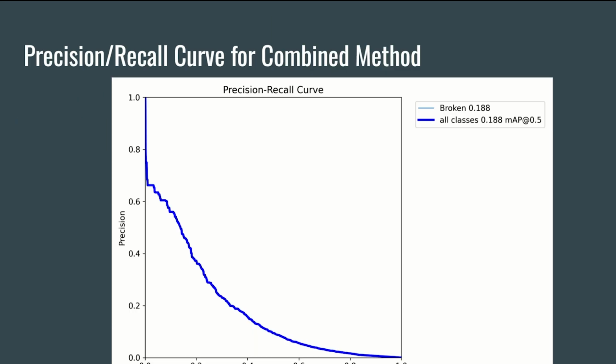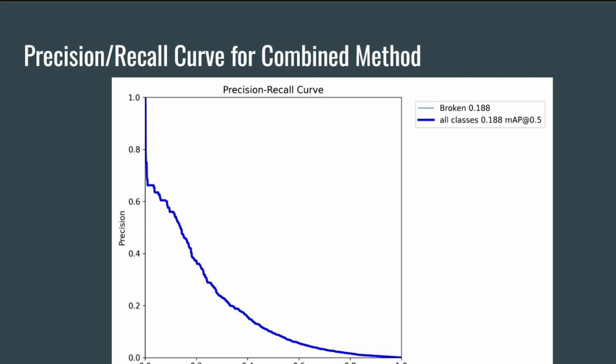The precision recall curve helps us understand how well our model balances precision and recall. Our mAP50 score is 0.188, which suggests that the model is struggling to accurately detect fractures, as it's not consistently identifying them even with an IOU threshold of 0.5.